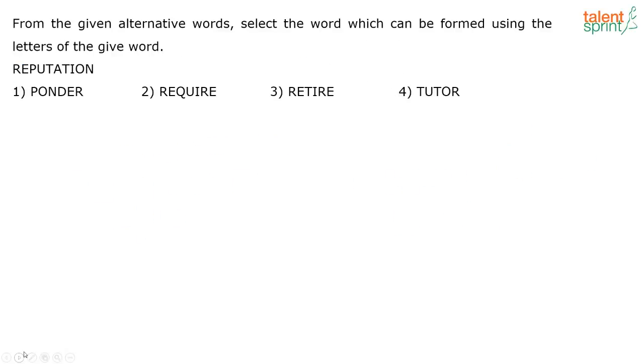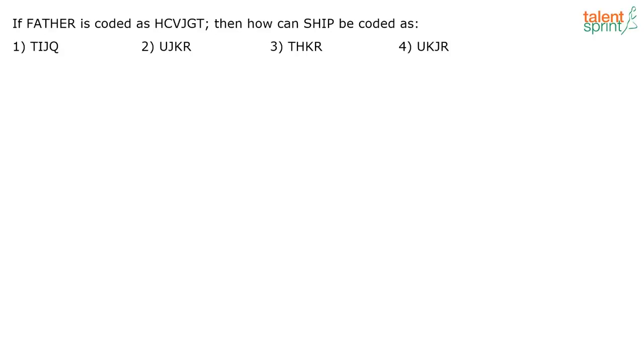Next one. From the given alternative words, select the word which can be formed using the letters of the given word. Reputation. See, in the word reputation, D is not there, not the correct option. Q is not there, not the correct option. Then you have retire, you have 2 E's here, but in this word there is only 1 E. Correct answer is tutor, T-U-T-O-R. Option 4.